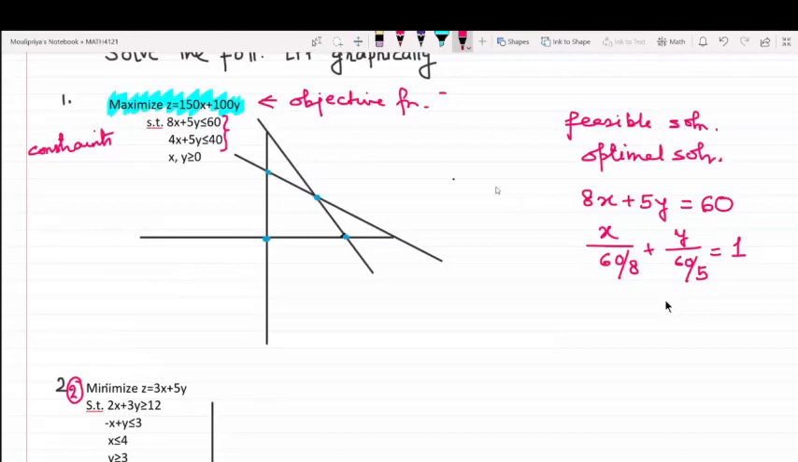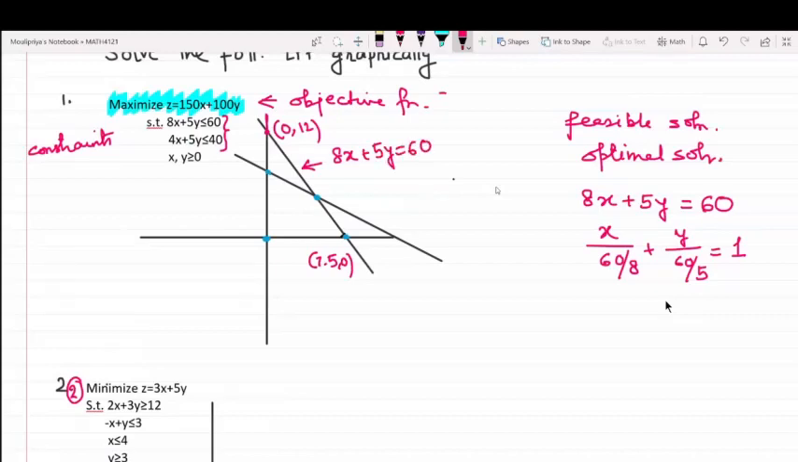So I think you have 7.50 and you have 0.12. This is the point 0.12. This is the point 7.50. This is the line that corresponds to 8x plus 5y equal to 60.